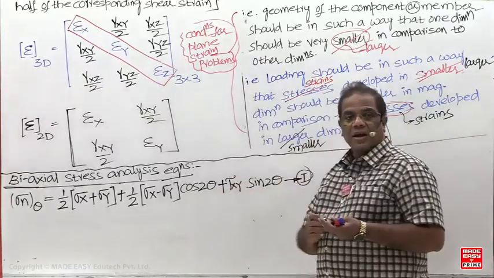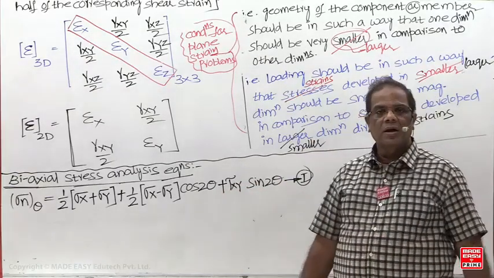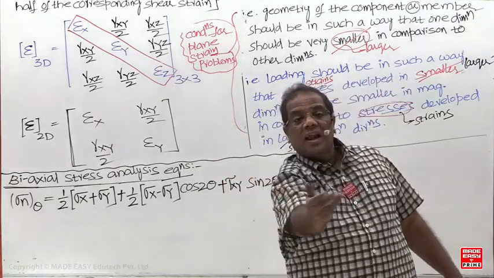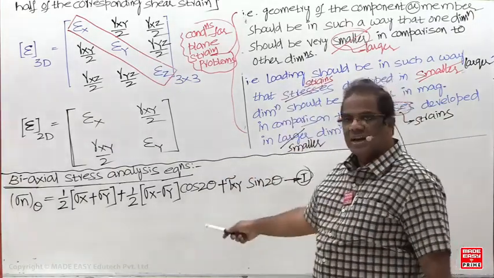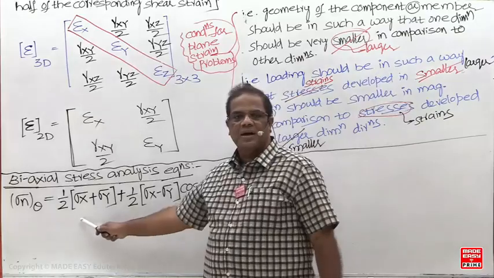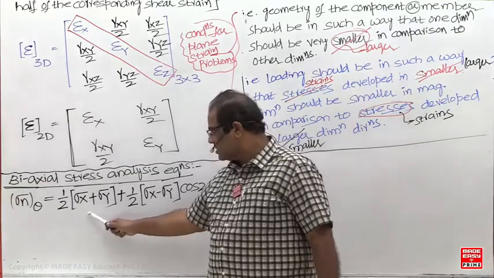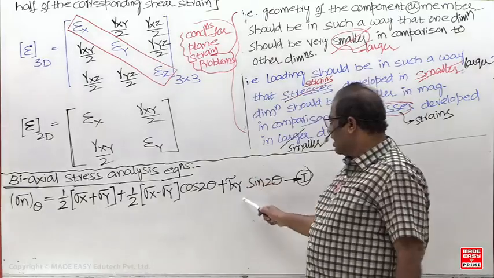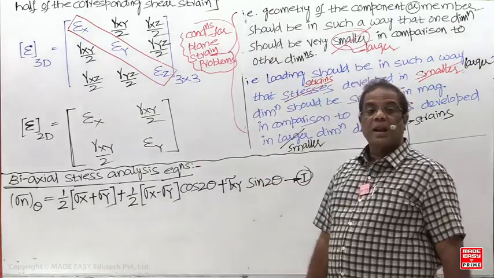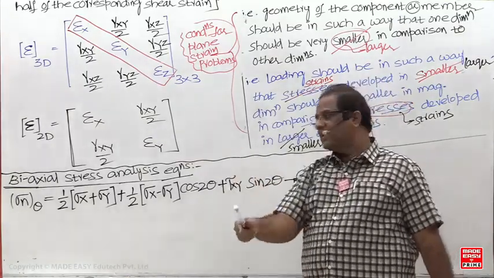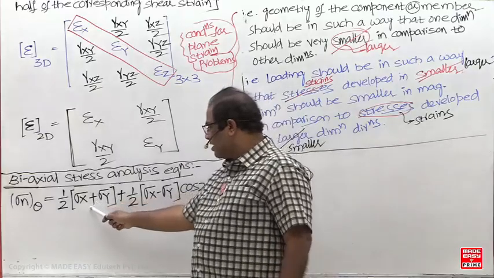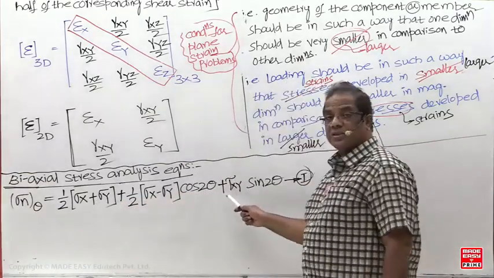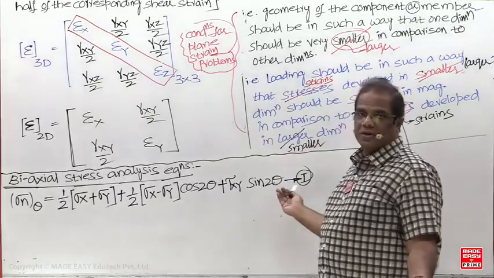Now if you know this, can you write down the strain equation? Can you write down the normal strain at an angle of theta? What change do you have to make? In place of sigma x, sigma y, tau xy, write epsilon x, epsilon y, and gamma xy by 2. So the normal strain equation at an angle of theta is: epsilon n equals 1 by 2 (epsilon x plus epsilon y), plus 1 by 2 (epsilon x minus epsilon y) cos 2 theta, plus gamma xy by 2 sin 2 theta.